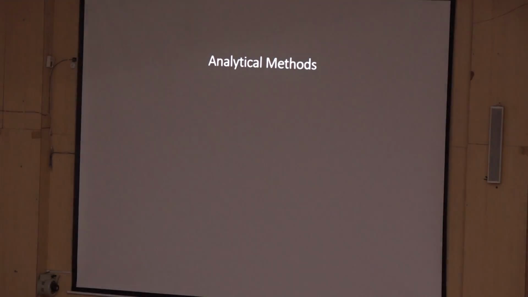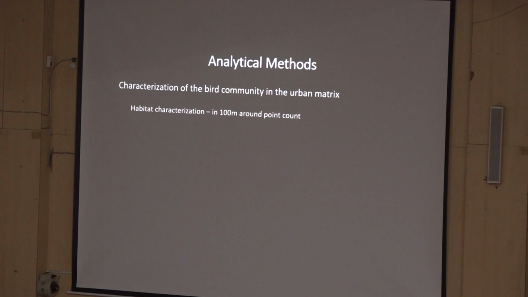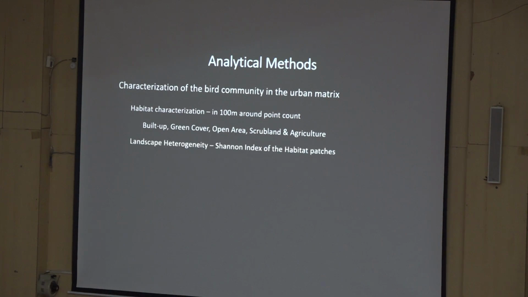For analyzing the patterns in the matrix, I first did habitat characterization around each point in a 100-meter radius. This was done using Google Earth imagery and classifying the land cover types into major categories: built up, green cover, open areas, scrubland and agriculture. Landscape heterogeneity around each point was then calculated in the 100-meter buffer using the Shannon diversity of the patches of the different habitat types.